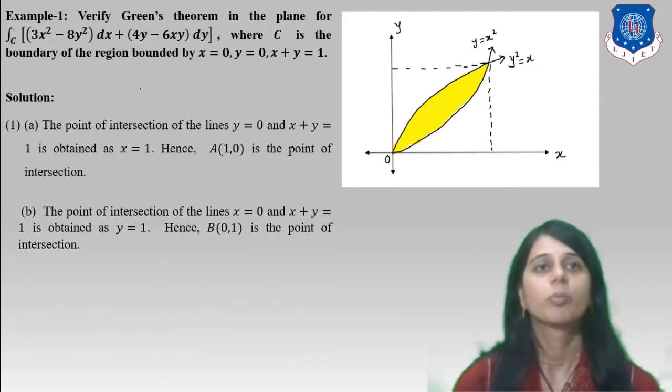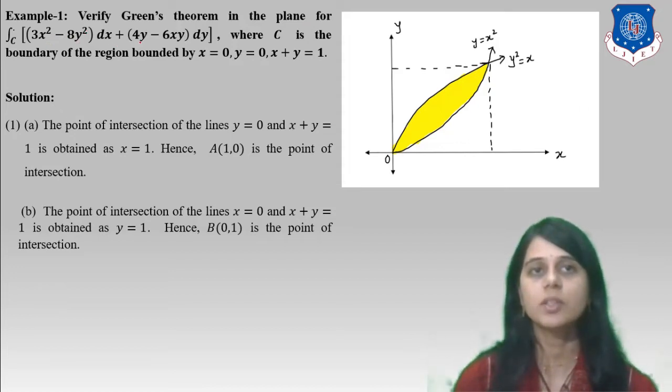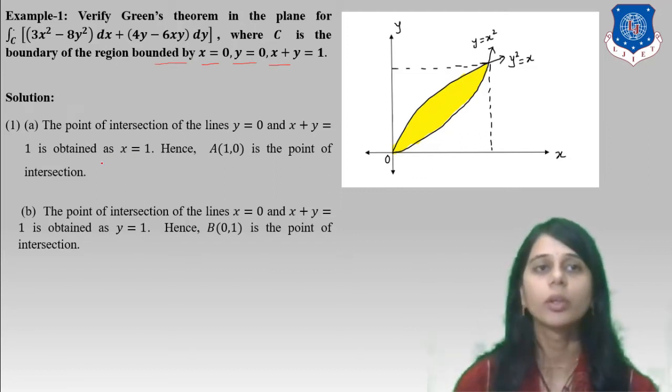Example 1. Verify Green's theorem in the plane for the integral of (3x square minus 8y square) dx plus (4y minus 6xy) dy, where C is the boundary of the region bounded by x equal to 0, y equal to 0, x plus y equal to 1.